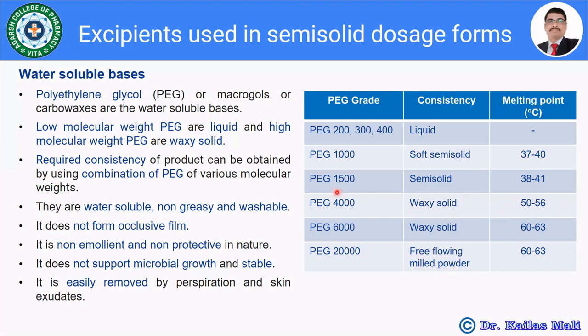So the required consistency of the product can be obtained by using a combination of PEGs of various molecular weights. Suppose we combine, for example, PEG 400 and PEG 4000, we will get the required consistency of the semi-solid preparation. A single PEG grade alone is not suitable to prepare a semi-solid formulation.